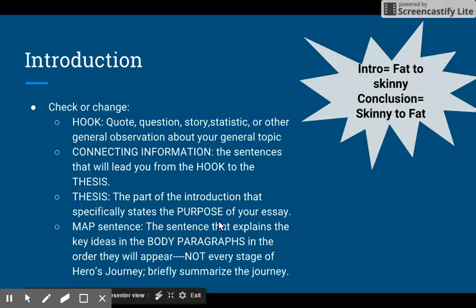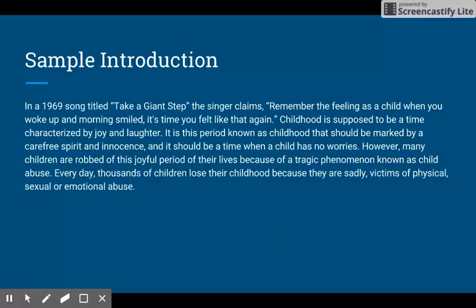And then there's one more sentence that we have to talk about for your introduction. It's called the map sentence. Okay. This is the sentence that explains the key ideas in the body paragraphs in the order that they will appear. It is not every stage of the hero's journey, because those are your main points of this essay. I want you to briefly summarize the journey. Okay, do this broadly.